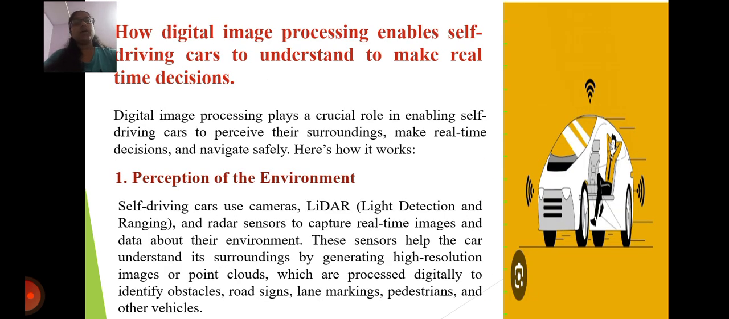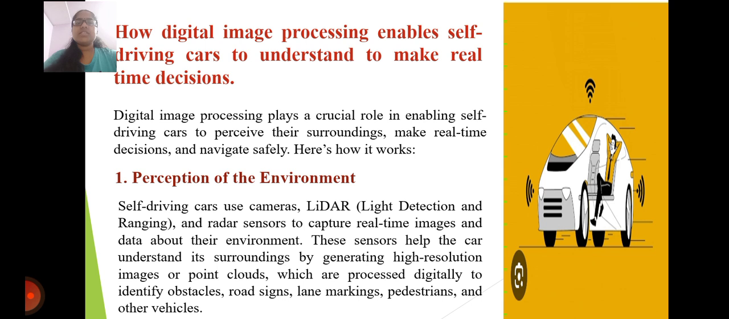Now the third thing we are learning is how digital image processing enables the self-driving car to make real-time decisions. Digital image processing plays a crucial role in enabling the self-driving car to perceive the surroundings, make real-time decisions, and navigate safely. Here's how it works. Under this subtopic, the first thing is perception of the environment.